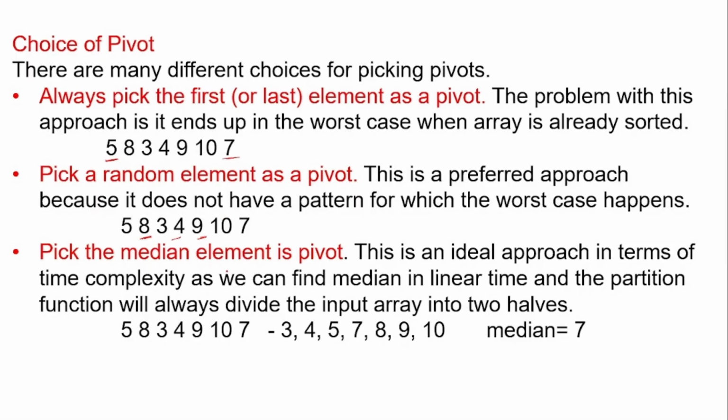The third choice is to pick the median element as the pivot element. This is an ideal approach in terms of time complexity, as we can find the median in linear time and the partition function will always divide the input array into two halves. Here you have the array 5, 8, 3, 4, 9, 10, 7. You have to find the median of this array, which takes linear time. How do you find the median? Arrange these numbers in ascending order and the center number will be the median. So 3, 4, 5, 7, and so on. There are 7 numbers, so 5 is the median. This can be the pivot element for quicksort.